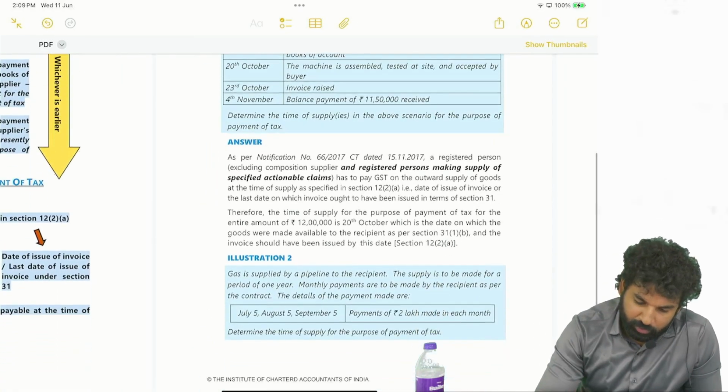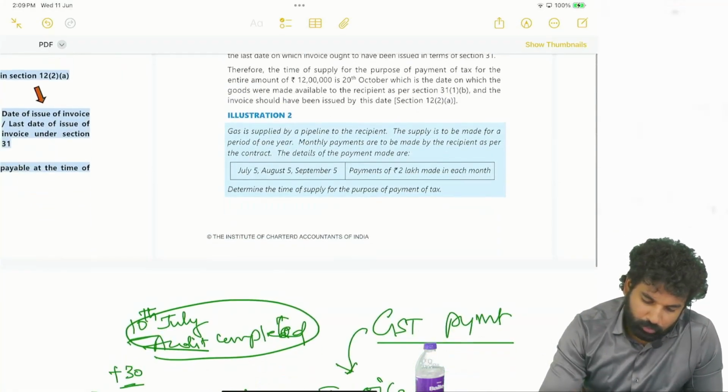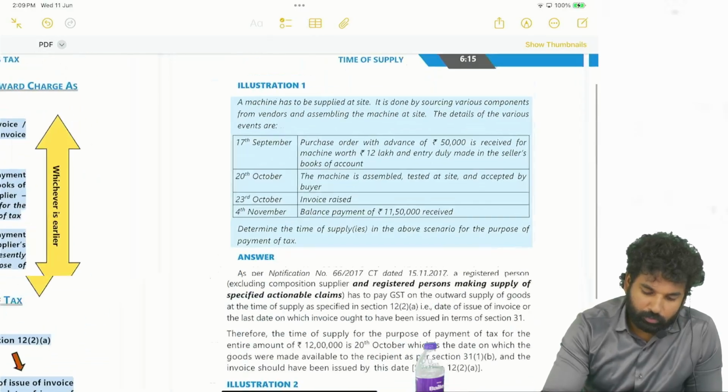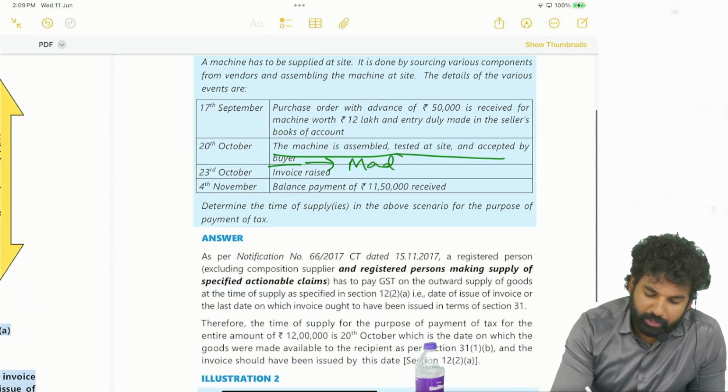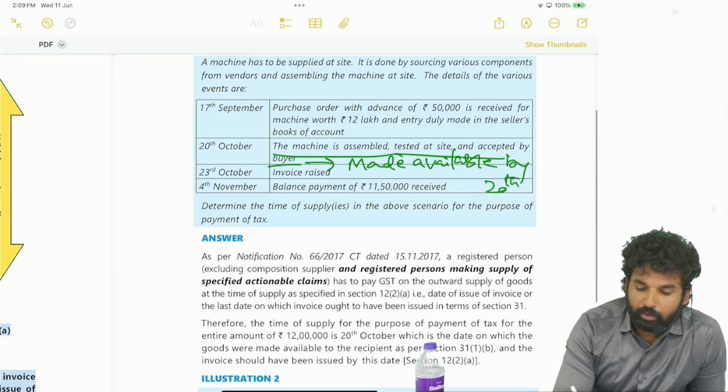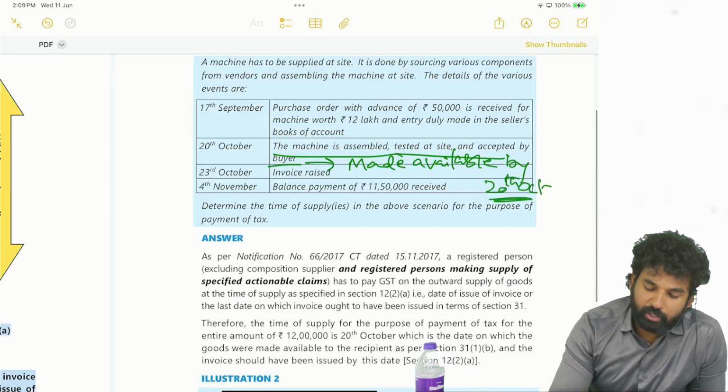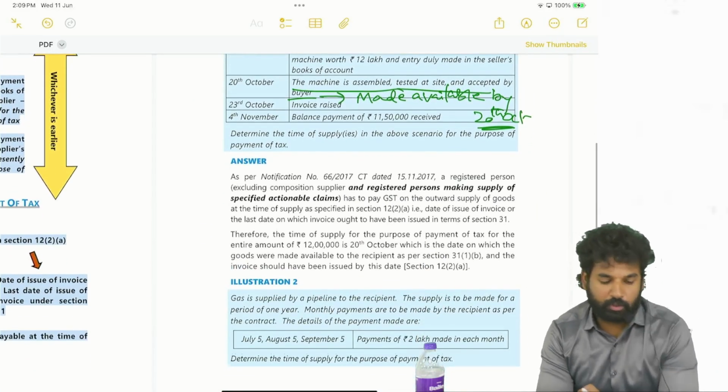Okay, next you see, the machine is assembled, tested at site and accepted by the buyer, which means goods were made available by 20th October. Hence invoice has to be issued by 20th October.